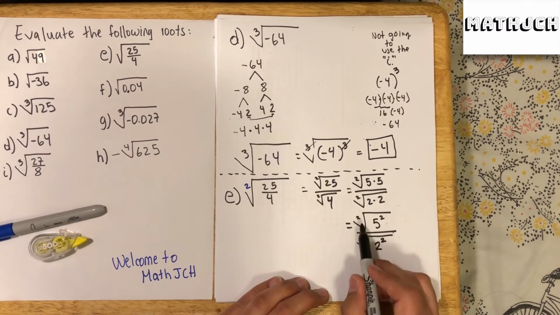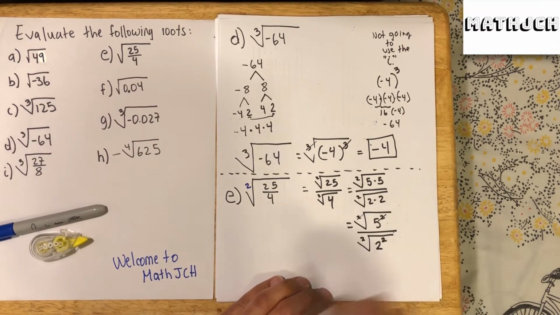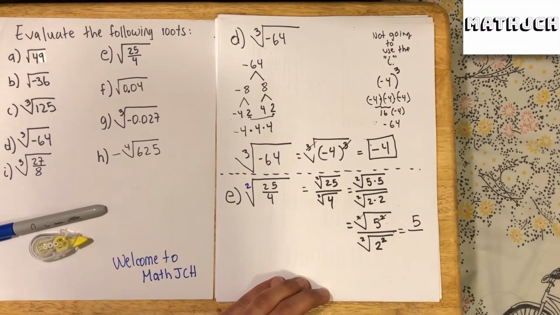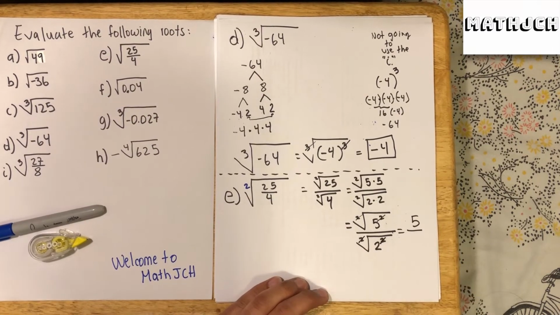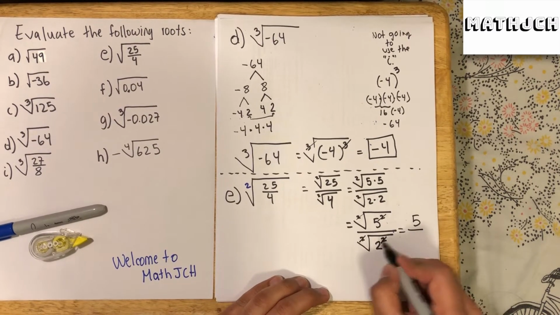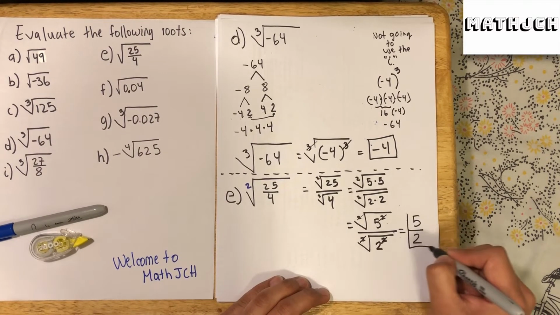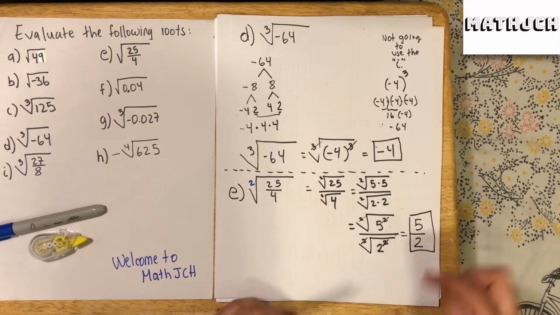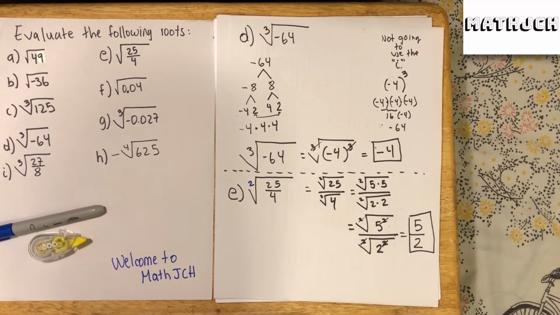And again, same index, same exponent, they will cancel. So in the numerator, I'm left with 5. And in the denominator, again, same thing. The 2 cancels, exponent and index, and I'm left with the number 2. And that's going to be my final solution, because 5 and 2 you cannot simplify. 5 is not a factor of 2, and vice versa.